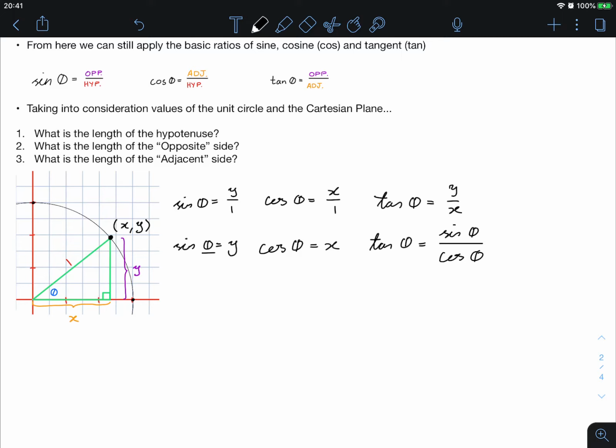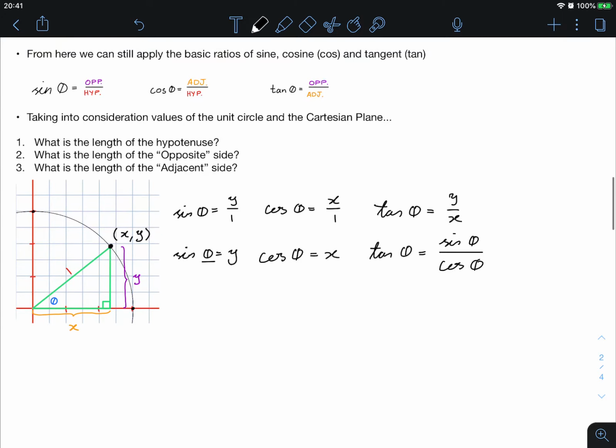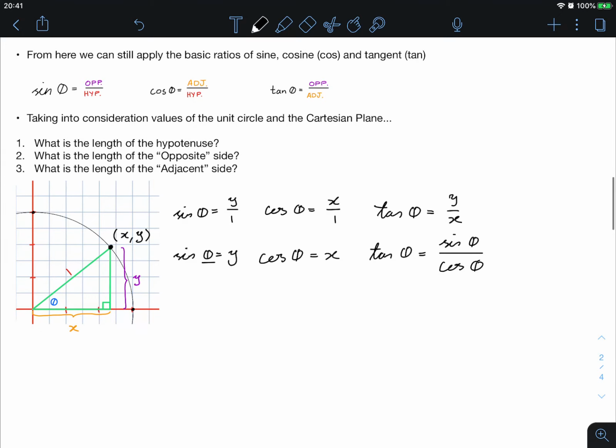Hello class, this is a continuation of trigonometry and the unit circle part 1.